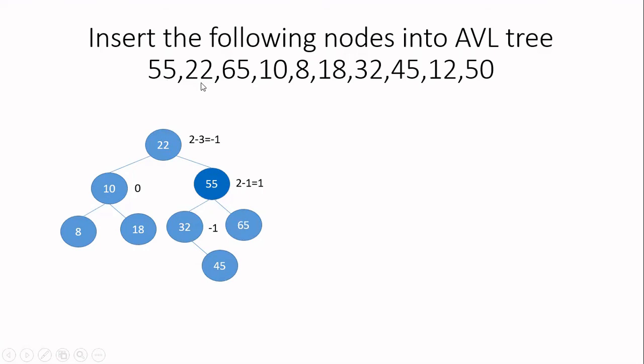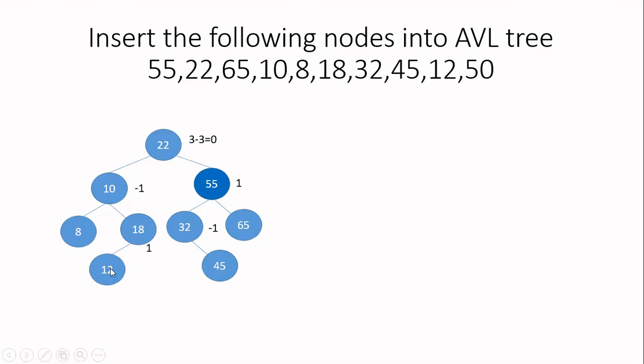So now all the nodes have balance factors in the allowed range, so no need for any balancing. So go and insert the next node. The next node is 12. 12 is less than 22. I'm going to the left subtree, comparing with 10. 12 is greater than 10, so I'm going to the right subtree, comparing with 18. 12 is less than 18. I'm going to the left subtree.